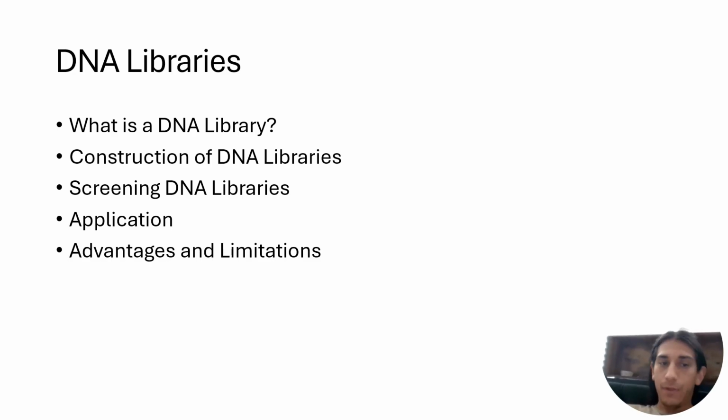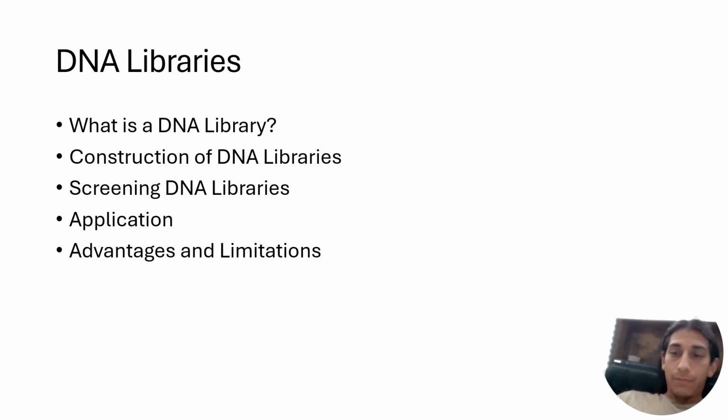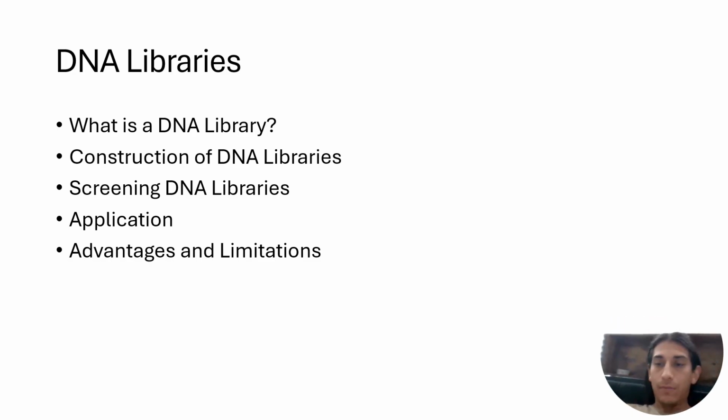So there are different types of DNA libraries. We have a genomic DNA library and a cDNA library. A genomic DNA library is a collection of cloned DNA fragments that represent the entire genome of an organism. The cDNA library is a collection of cloned complementary DNA, so cDNA, and these are cDNA fragments that represent the expressed genes of an organism.